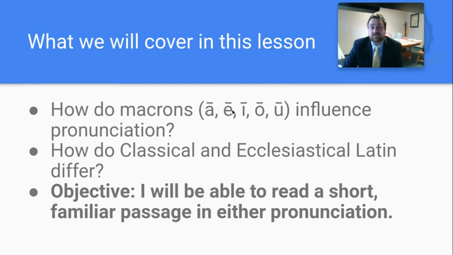So, how does having a macron on a letter influence how that letter is said or how that word is said? We're going to talk about classical and ecclesiastical Latin and how they're different from each other. And then there is one objective for this lesson: I will be able to read a short, familiar passage. This will be the Our Father, in either pronunciation.